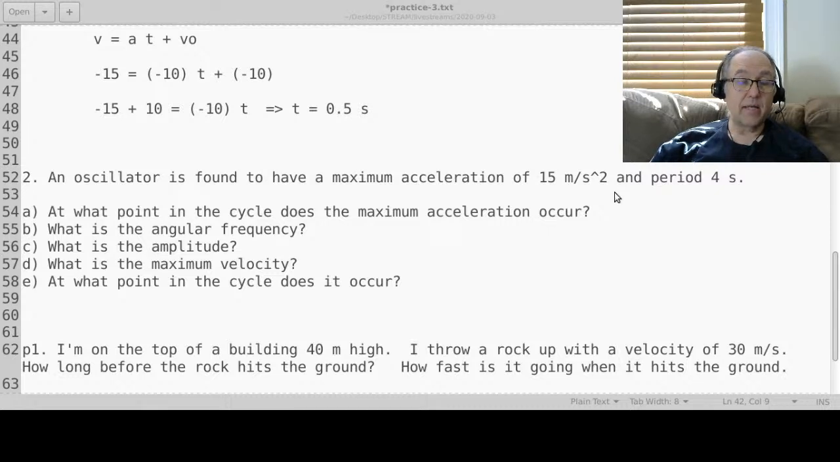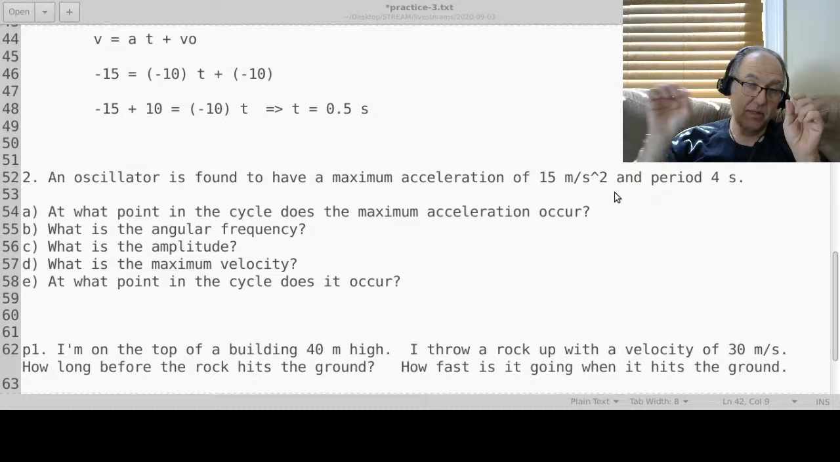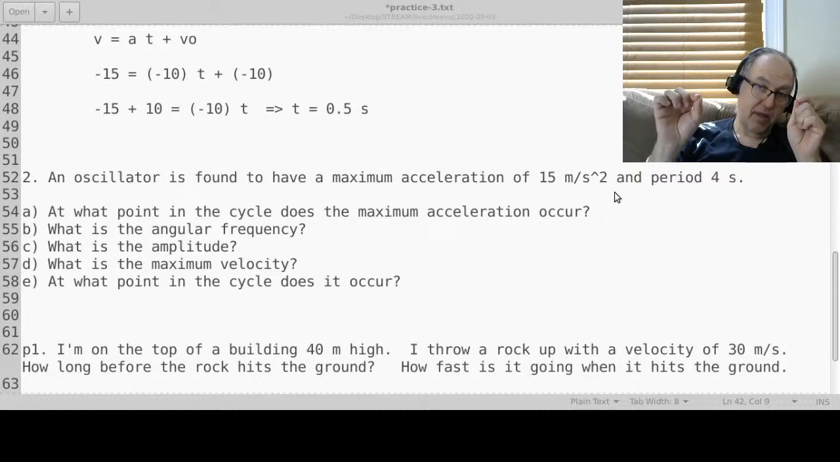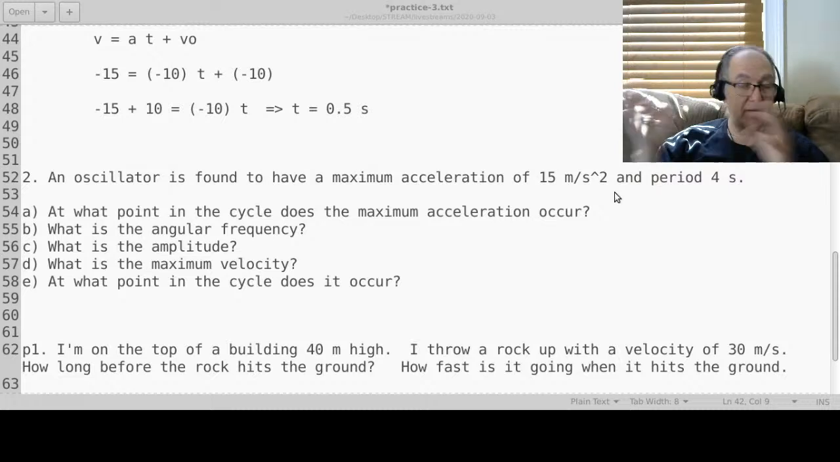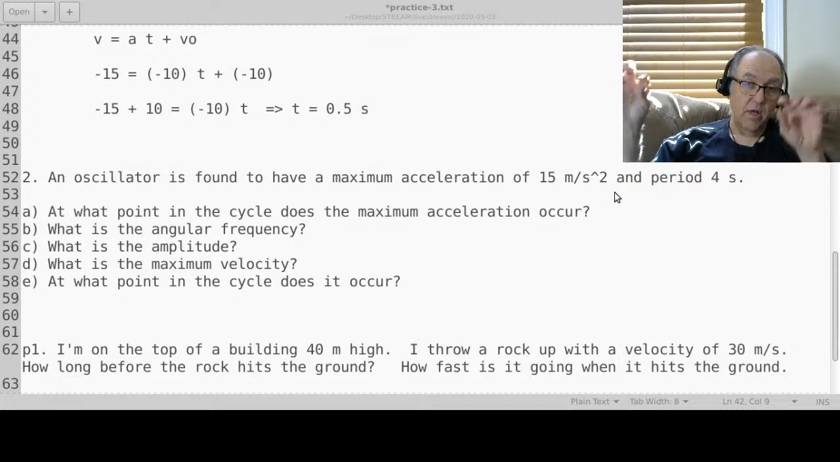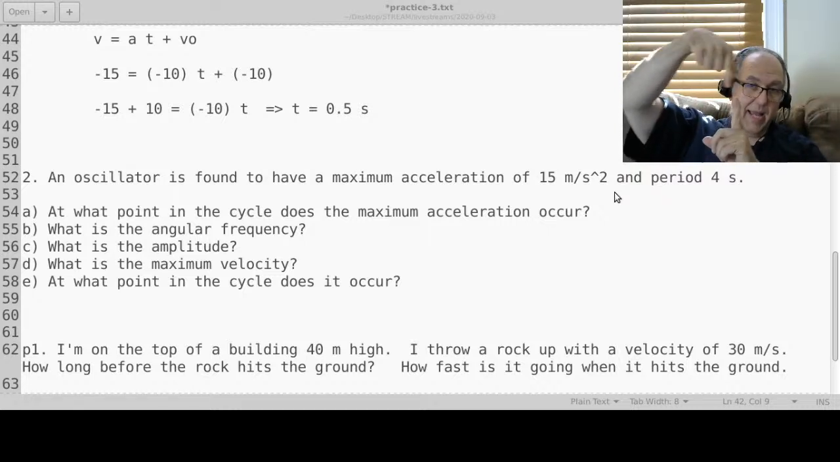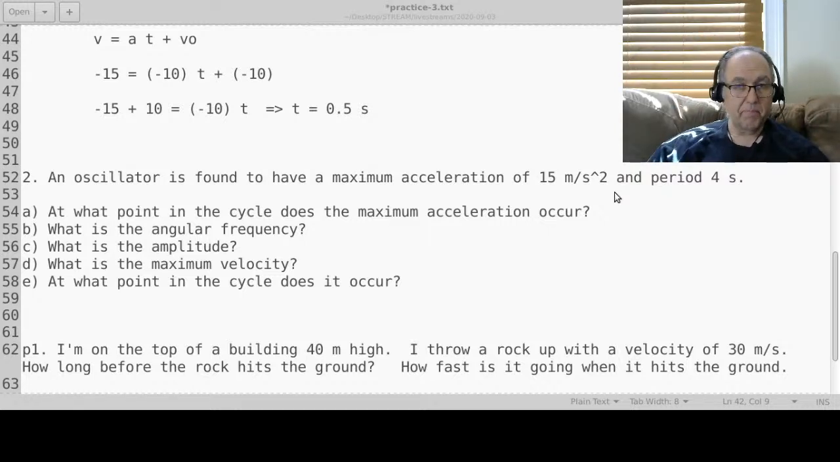There's a maximum velocity. At the endpoints, it actually has to stop because one instant it's moving to the right, the next instant it's moving to the left. So between moving to the right and then moving to the left, it has to pass through zero. So the velocity at the endpoints is zero. The maximum velocity is obtained as it passes through equilibrium. So maximum velocity occurs at equilibrium.